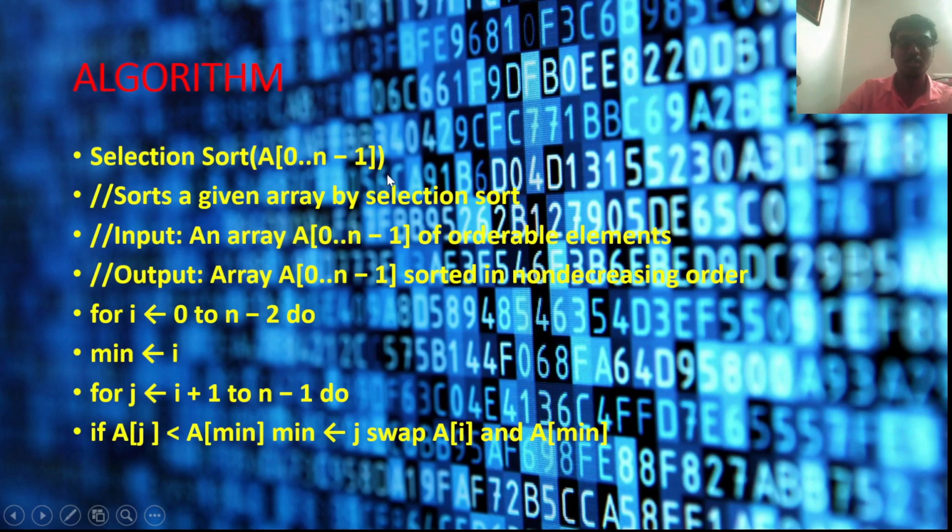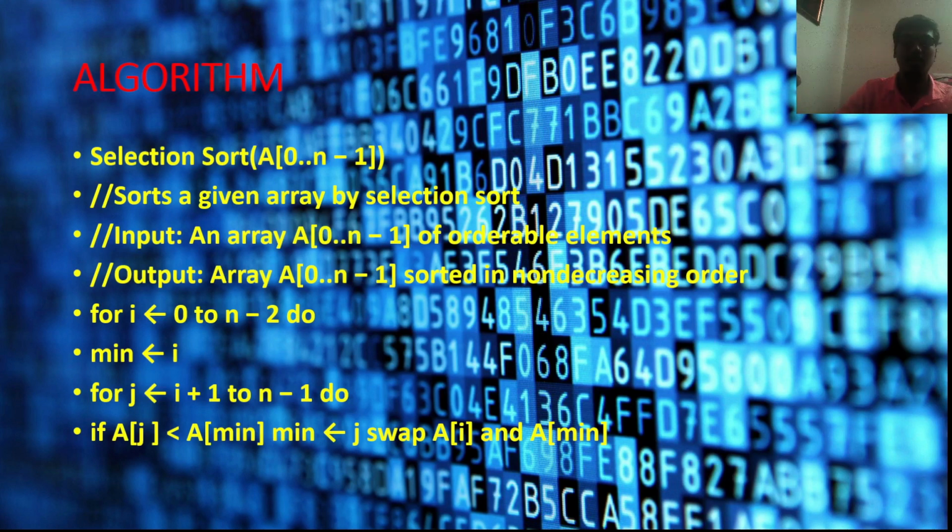So, SelectionSort of A[0 to n minus 1]. The first step sorts a given array by selection sort. Input: an array A[0 to n minus 1] of orderable elements. Output: array A[0 to n minus 1] sorted in non-decreasing order, that is, ascending order. So the loop is for i from 0 to n minus 2 do, that is what must be executed.